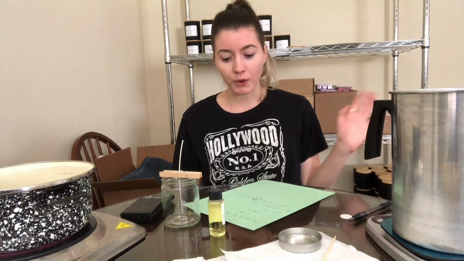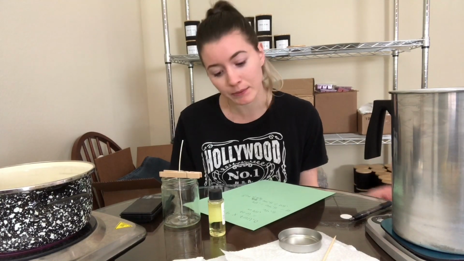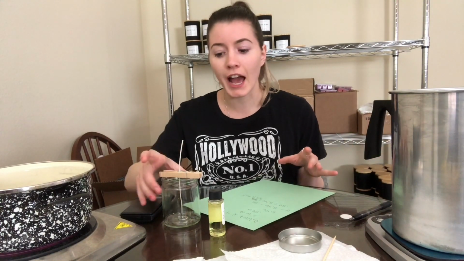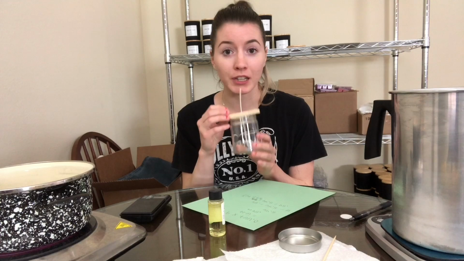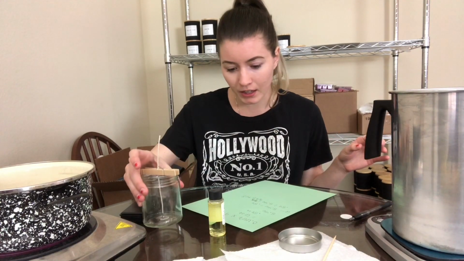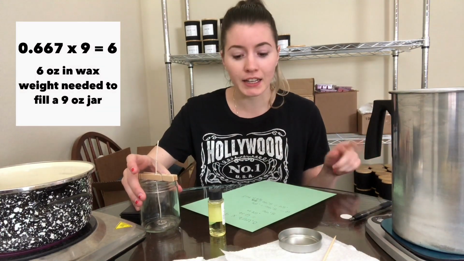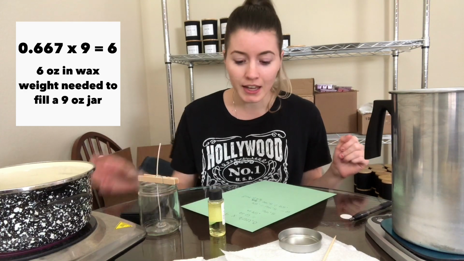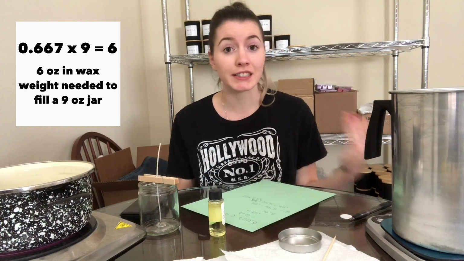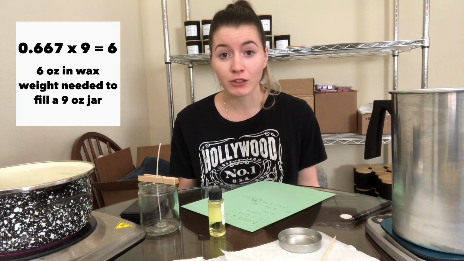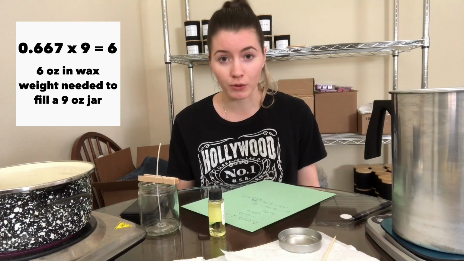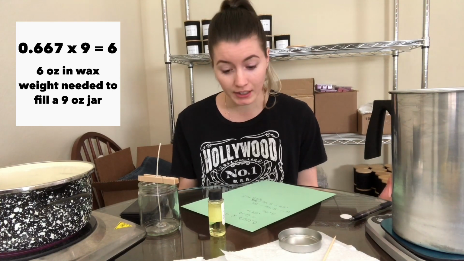video. So we are going to use the formula 0.667 times 9 to figure out how much weight of wax we need to put in this jar. So what I did was I multiplied 0.667 by 9, and that equals pretty much exactly 6 ounces. So it was like 6.003 or something like that. So we're just going to round it to 6 ounces.